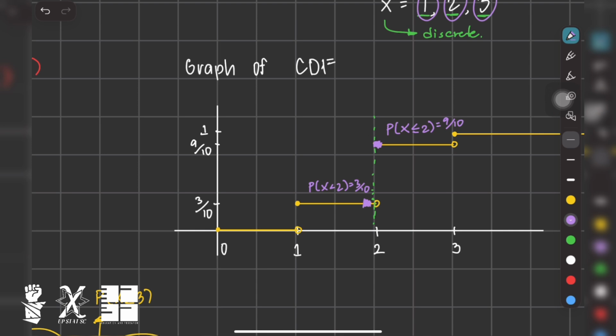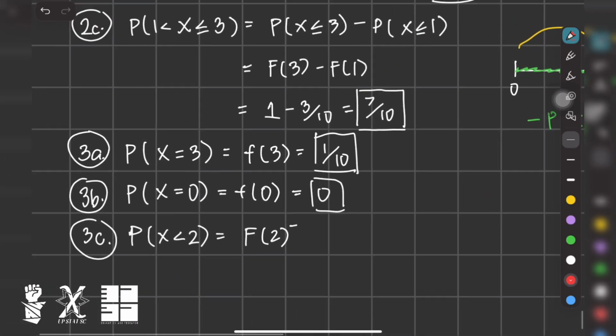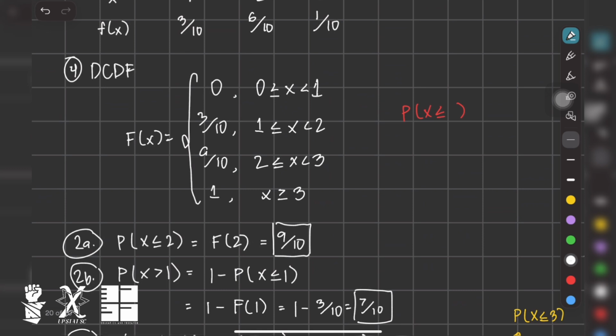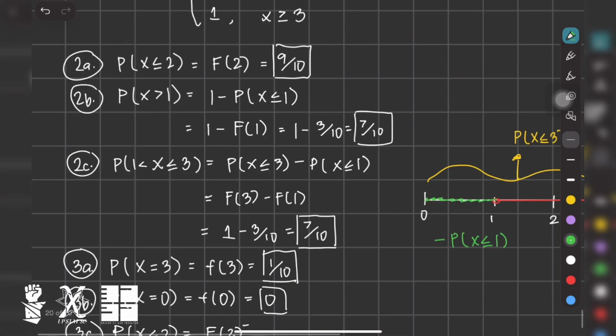When we look at the left limit, we basically go one step down from our cumulative distribution function. From 9 over 10, we go one step down, like a staircase, to here, to 3 over 10. So with that concept, when we look at capital F of 2 from the left, we look at F of 2, where its corresponding value is this. Then we just go one step down. It's 3 over 10.